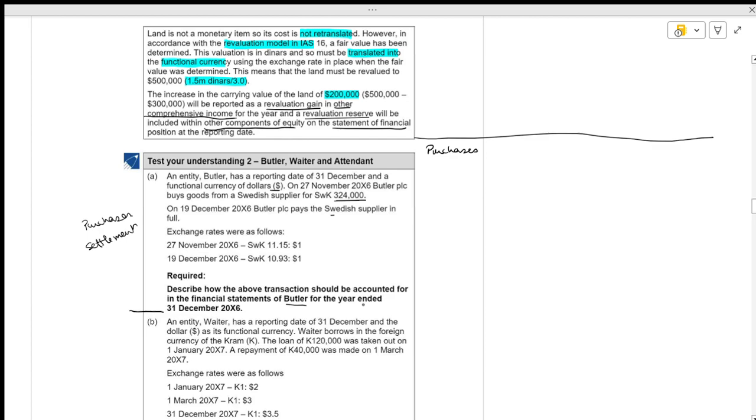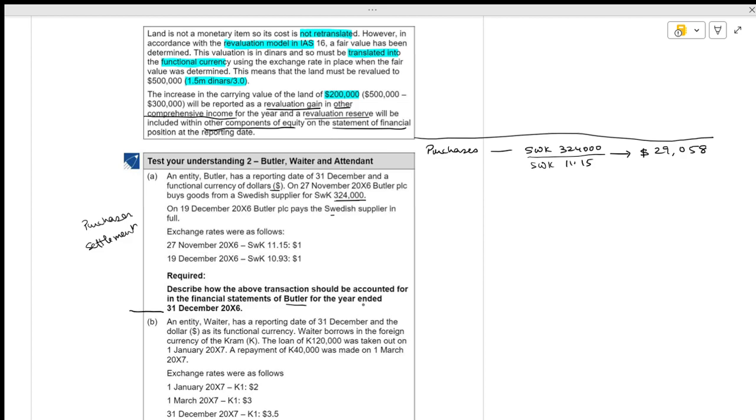How much are they saying? They said 324, is it right? How much is there? 324. What is the... see, this is divided by how much? You want to know what the dollars are, is it right? 11.15, is it right? It comes to almost 29,058. Okay, this much are the dollars.